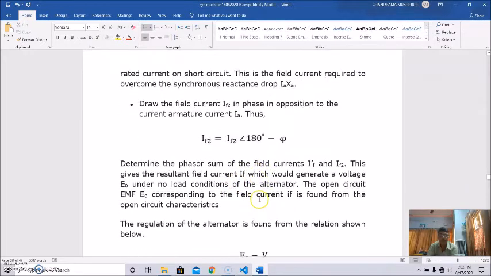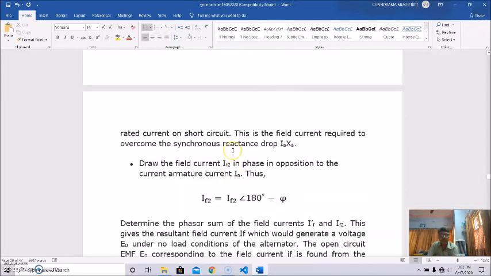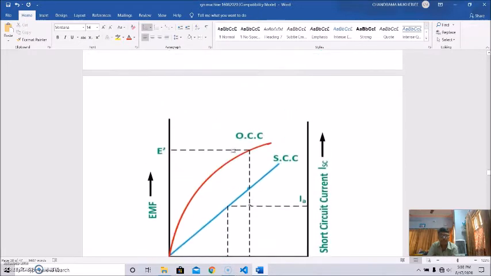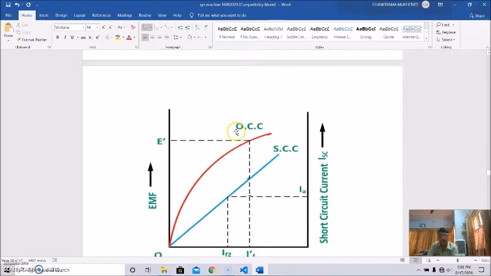That is shown here. So determine the phasor sum of the field currents IF dash and IF2. This gives the resultant field current IF. So this phasor sum of IF2 and IF dash will give you the required field current IF.